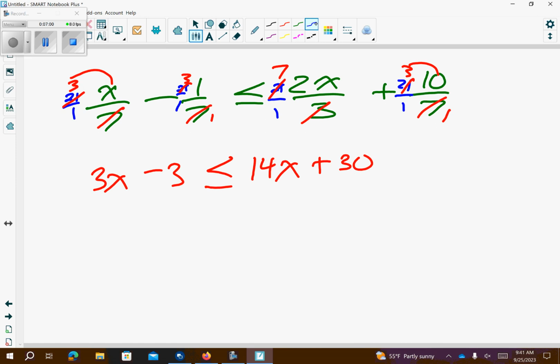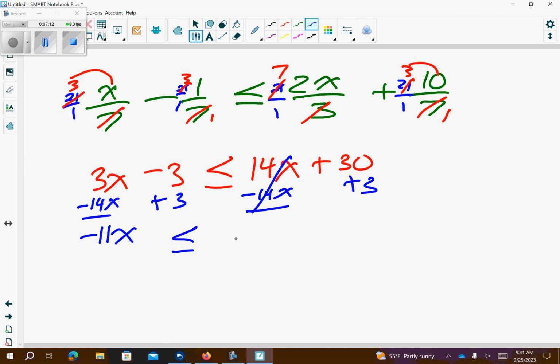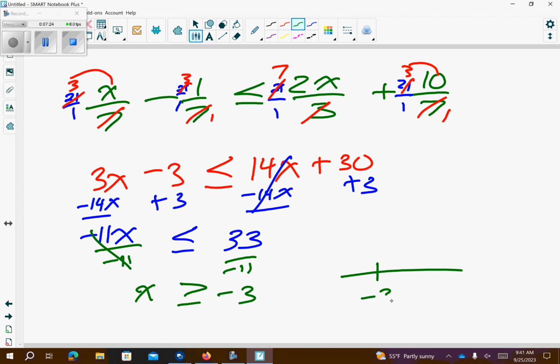So let's start moving things back and forth. So maybe let's subtract 14x from both sides. So those cancel, so that gives me negative 11x. Perhaps we add 3 to both sides as well, so I get 33. So now I'm going to divide each side by negative 11. If I divide each side by negative 11, the sign has to flip over. I get negative 3. So negative 3 is here, 0 is here. It's a solid dot at negative 3, shading to the right. So it goes from hard bracket negative 3 to infinity.